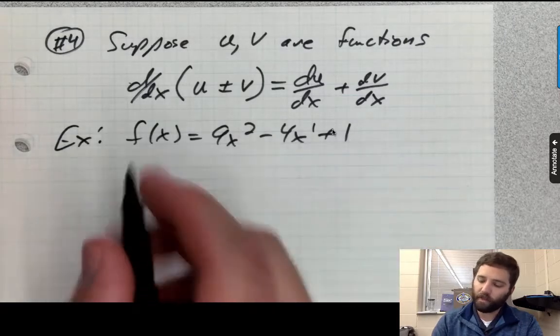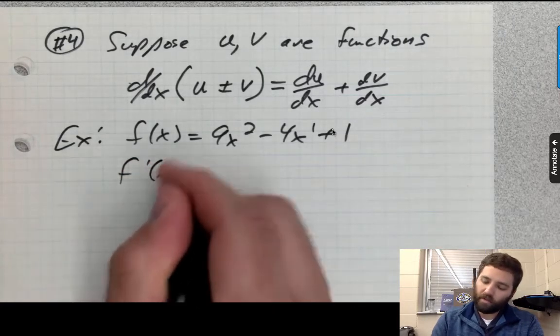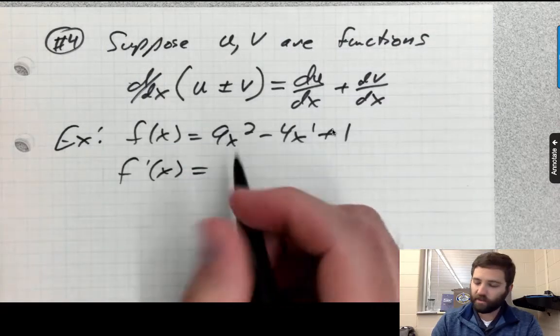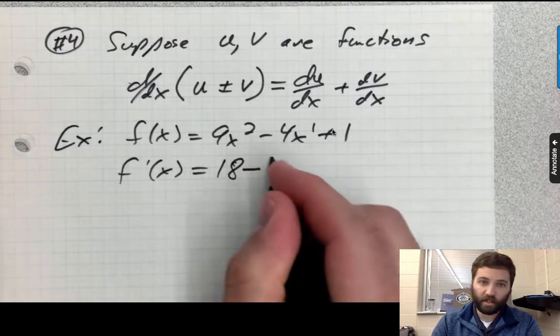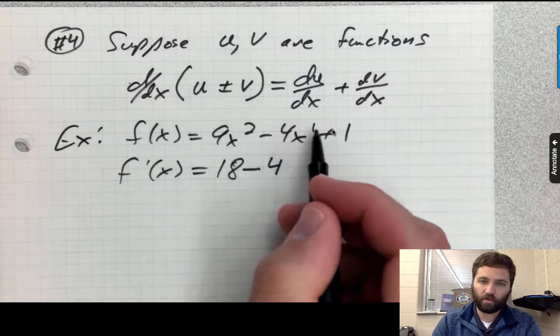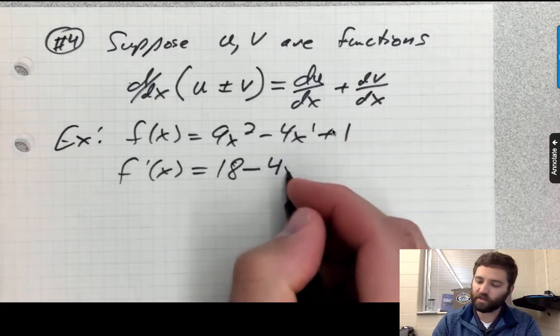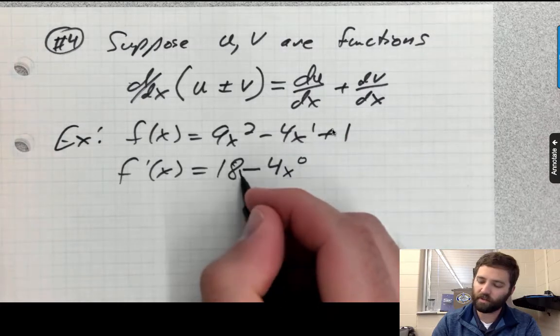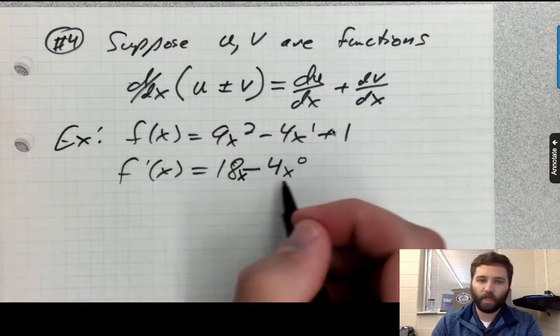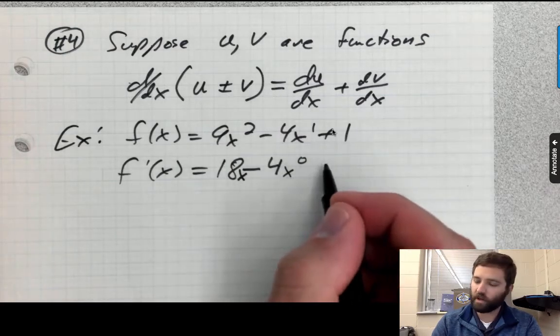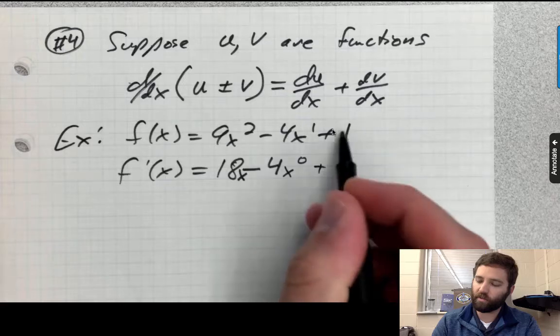So what I can write then for the derivative is 18x minus 1 times 4, subtract 1 from the power, so that'd be 4 times x to the 0. Sorry, I didn't write x there. 18x. So 4 times x to the 0, but anything to the 0 power is just 1, and this is going to be plus the derivative of 1, which is 0.